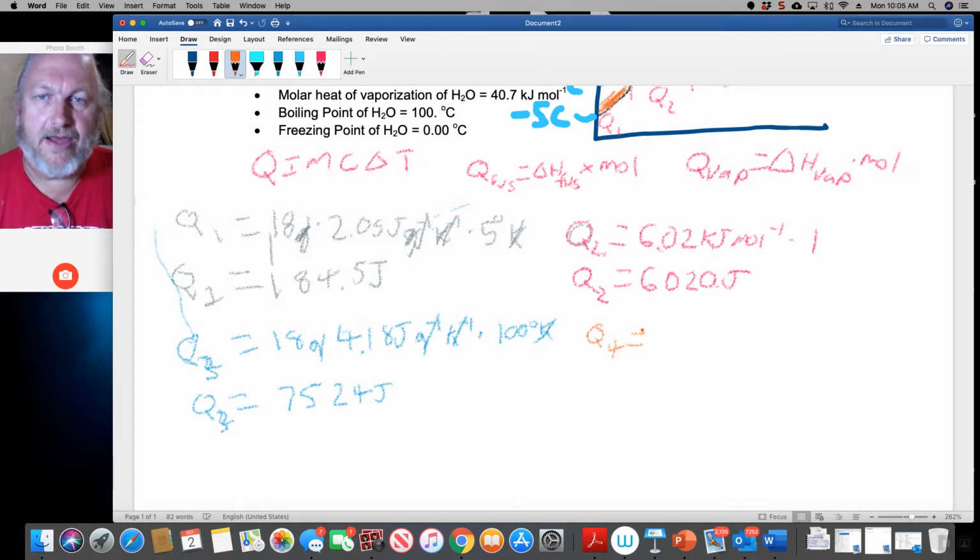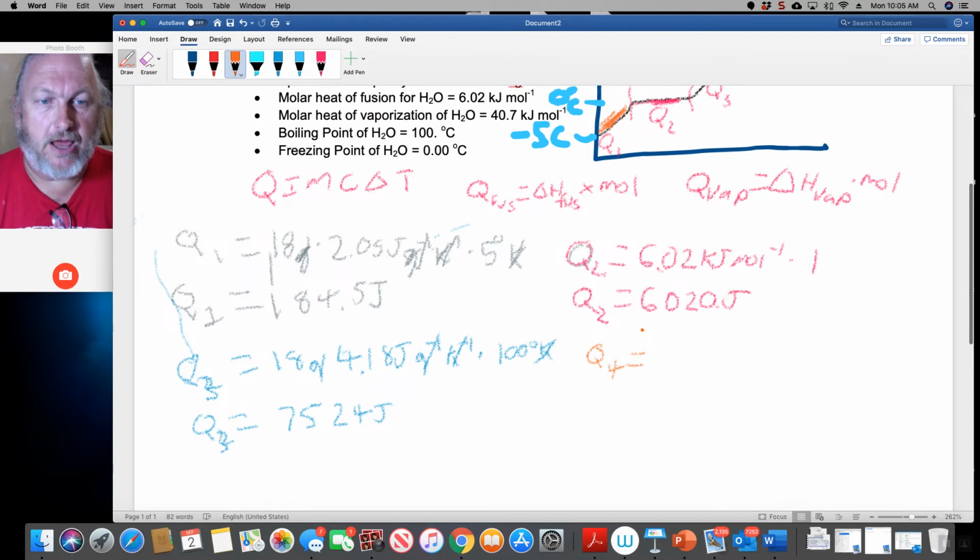Q4, then that is what? Vaporization. So now we're going to use the molar heat of vaporization of water, which is what it is. Q4 equals delta H, I use that just as a symbol for what it is, times the number of moles, and it is 40.7 kilojoules. We'll do my math first.